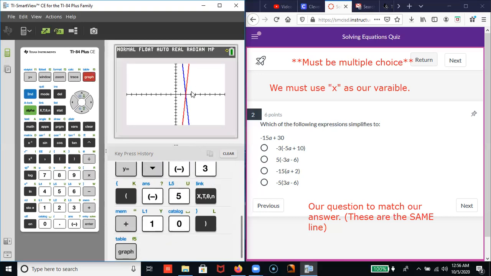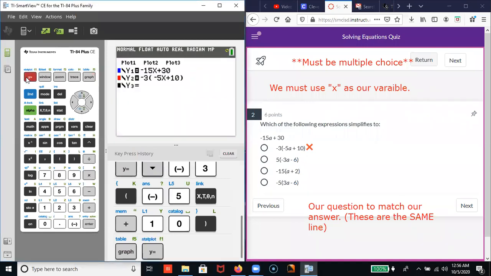Okay, these are two completely different lines, and we're looking for them to be the same line. So we know that it's not going to be our first choice. So let's look at our next choice. To get back, I'm going to go to y equals. I'm going to press down. I want to keep the first equation. I'm going to press clear on that equation. I'm going to put in the next one.